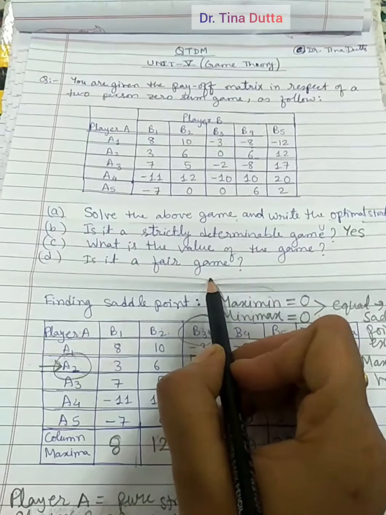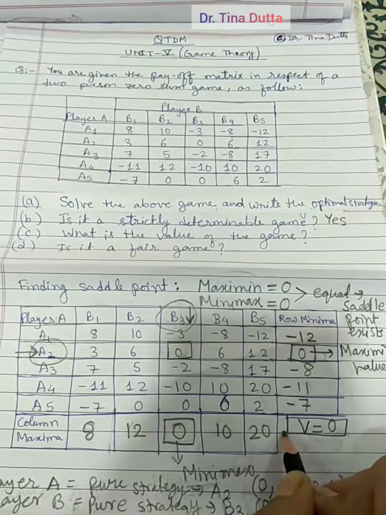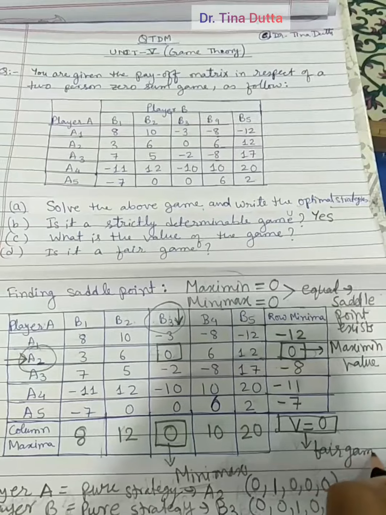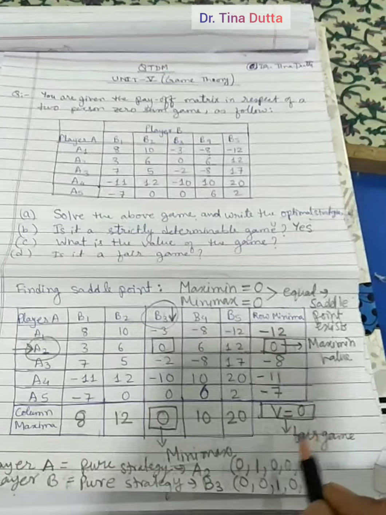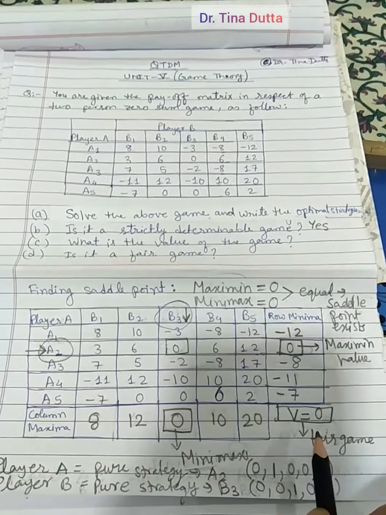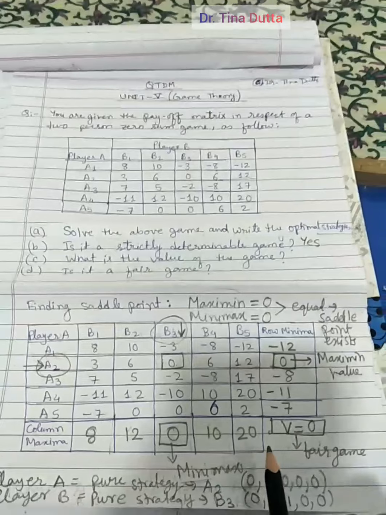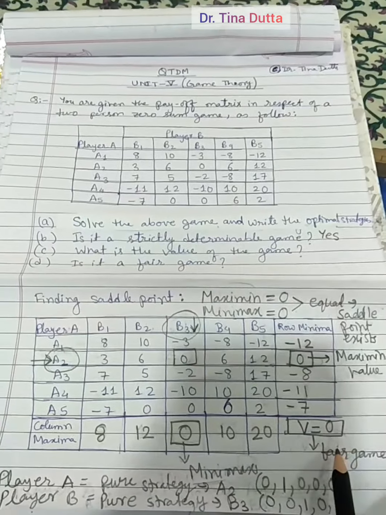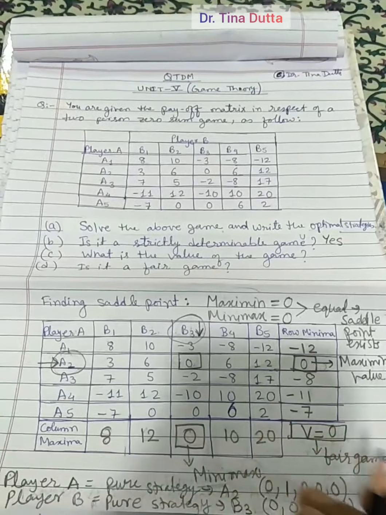Is it a fair game? Yes, it is a fair game because the value of the game V is 0. This means at the end of the game nobody wins or nobody loses, or in other words we can say that in the long run, at the end of the game, A gains 0 rupees and B loses 0 rupees. So because nobody gains and nobody loses, this game ends fairly.